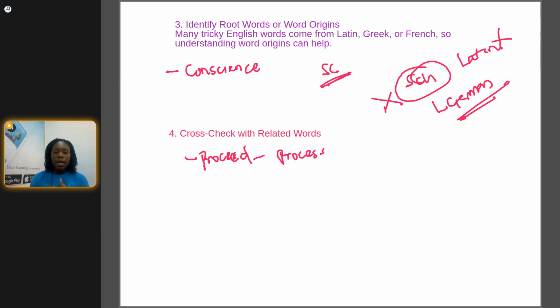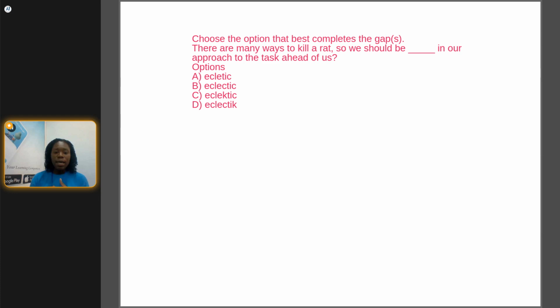We're going to take a past question now, and this is from 2011 UTME. This is still for spelling. All right. Okay, so we have this question. It says choose the option that best completes the gap. There are many ways to kill a rat, so we should be dash in our approach to the task ahead of us.